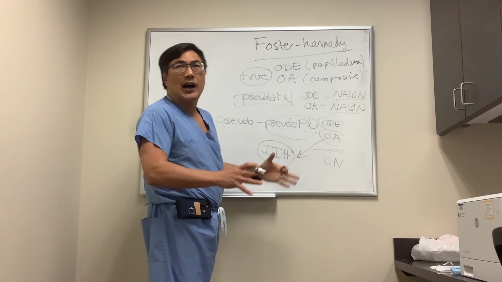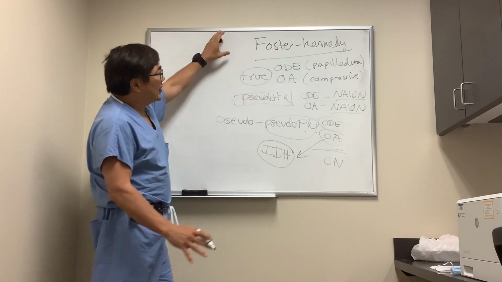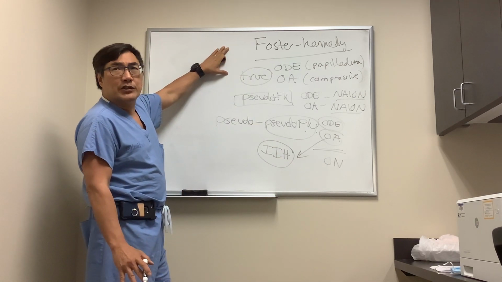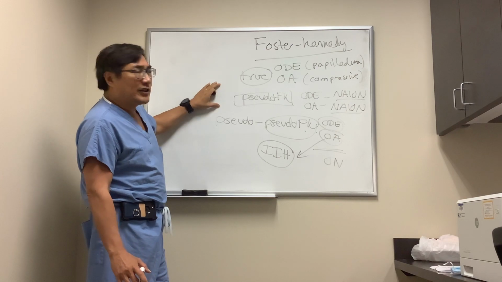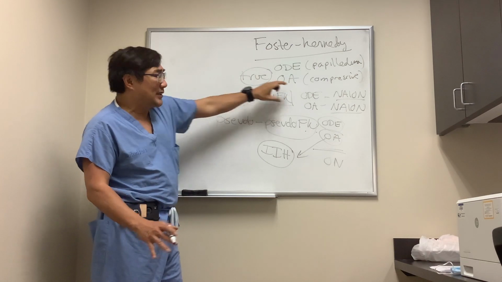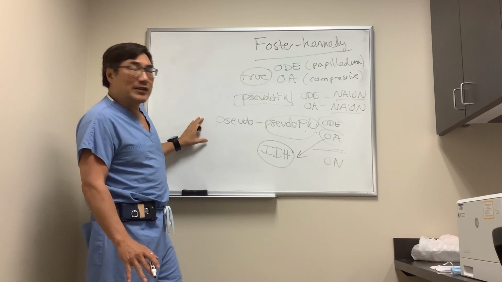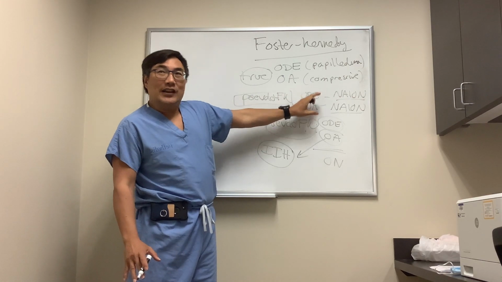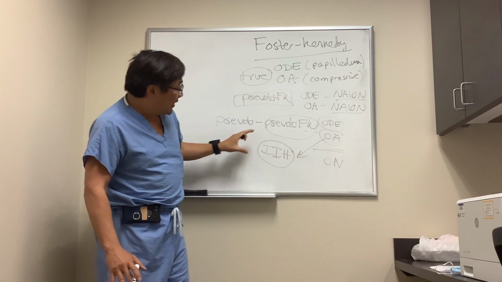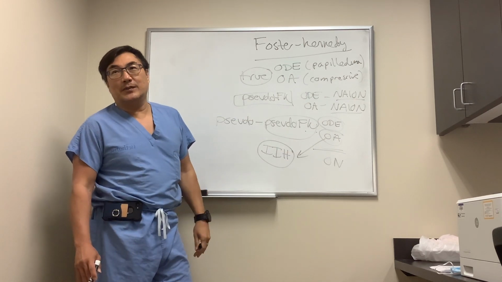neuropathies from non-ischemic etiologies. So you need to know about the true Foster-Kennedy syndrome, which is a tumor, the pseudo-Foster-Kennedy syndrome, which is not a tumor, but sequential bilateral NAION, and the pseudo-pseudo-Foster-Kennedy, which looks like Foster-Kennedy or pseudo-Foster-Kennedy, but is from some other cause of disc edema and optic atrophy.